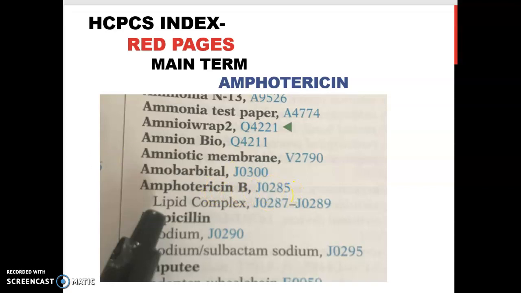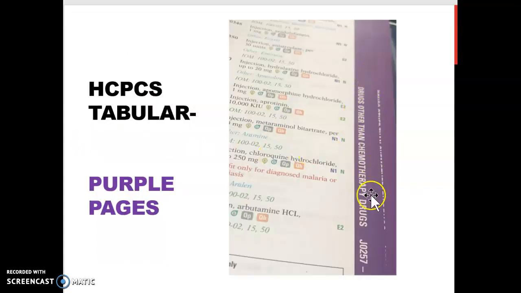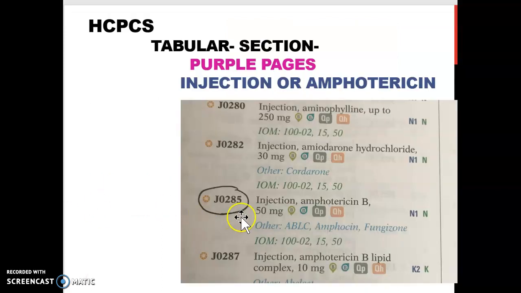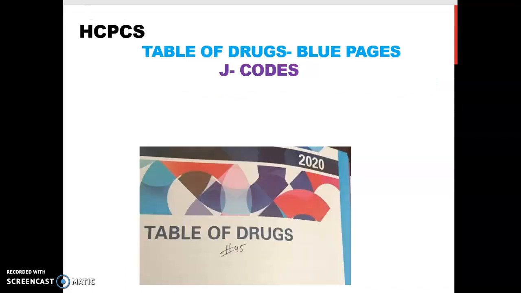Now you're going to follow these pages, okay? These colored pages, you're going to follow these pages to the letter given to you. Remember, you found J0285. You're looking for J0 codes right here. So you follow these pages, and you will find the correct code. You will match the description. It says injection amphotericin B, 50 milligrams. Don't forget, 50 milligrams is the dosage given, and you have to confirm that.